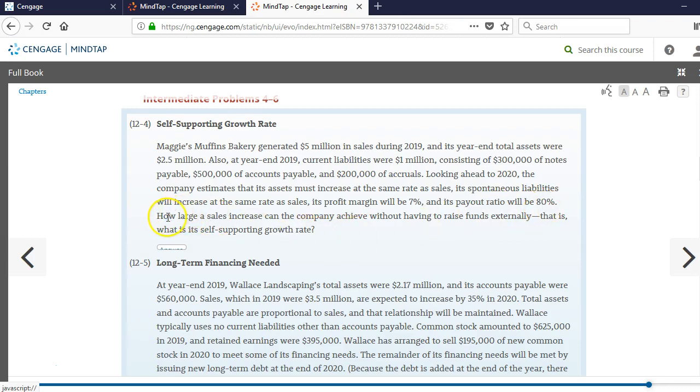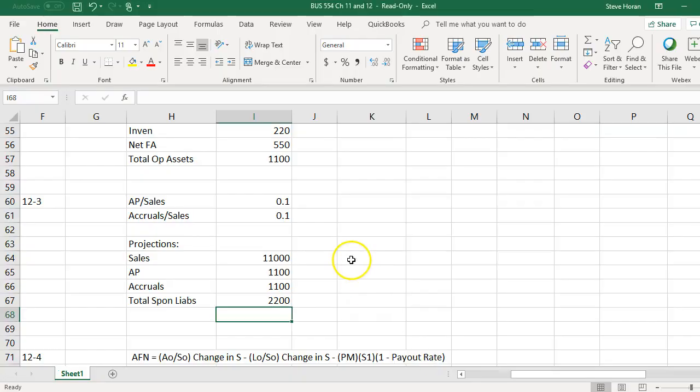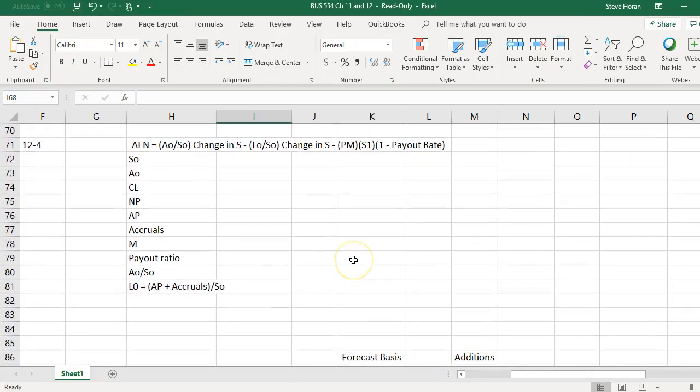So the question then is, how large a sales increase can they achieve without having to raise funds externally? That is, what's the self-supporting growth rate? So we're going back to that concept of the self-supporting growth rate. And so I've got something built for us over in Excel. So with this one, it was kind of just easiest to write out the numbers like this.